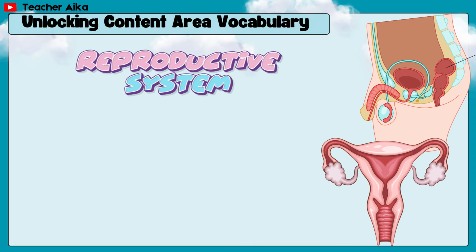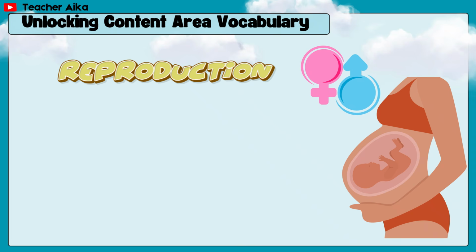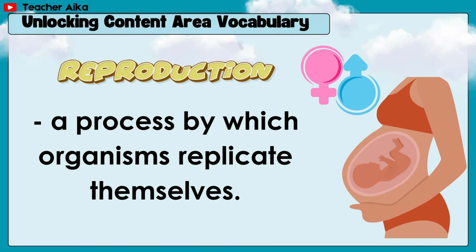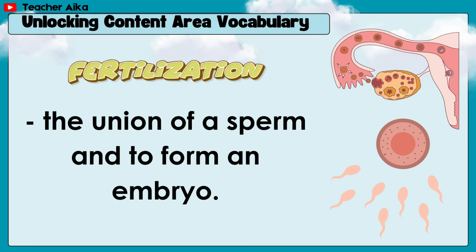Let us study the following words. Reproductive system, the group of the body parts that work together for the purpose of reproduction. Reproduction, a process by which organisms replicate themselves. Fertilization, the union of a sperm and an egg to form an embryo.